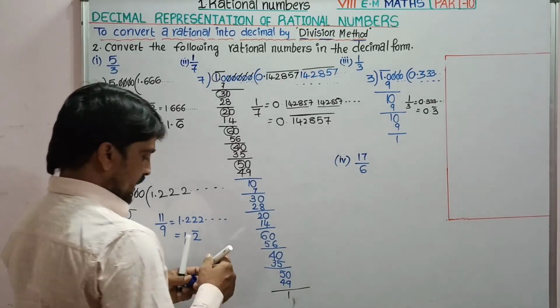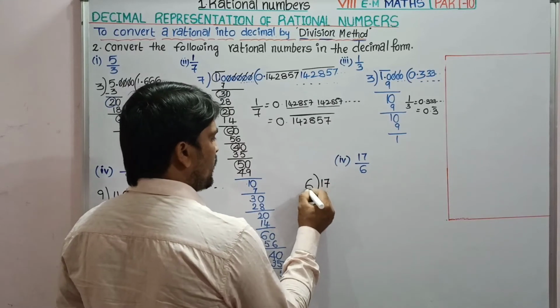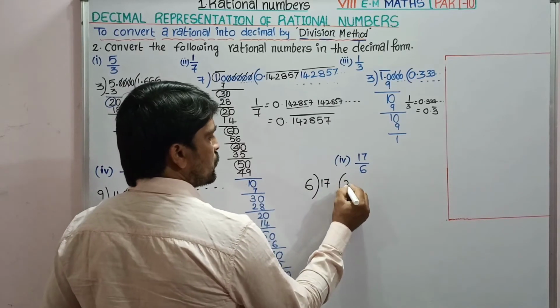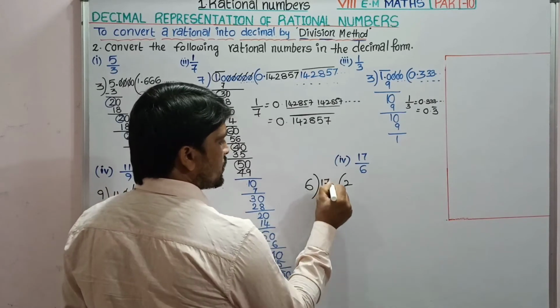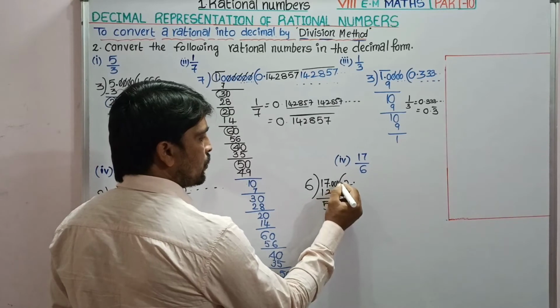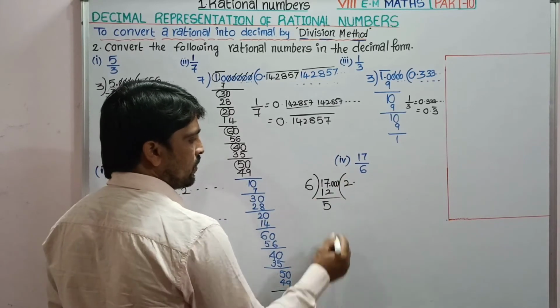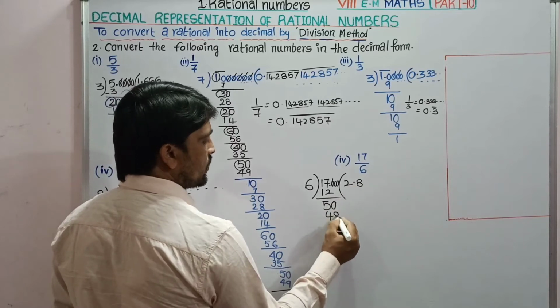Next, 17 by 6. That is 17 is divided by 6. 6 twos are 12. 5 is the remainder. Put a decimal point in the dividend part as well as at the end of the quotient part. Write as many zeros as you wish in the dividend part. Drop this 0, we get 50. 6 eights are 48.